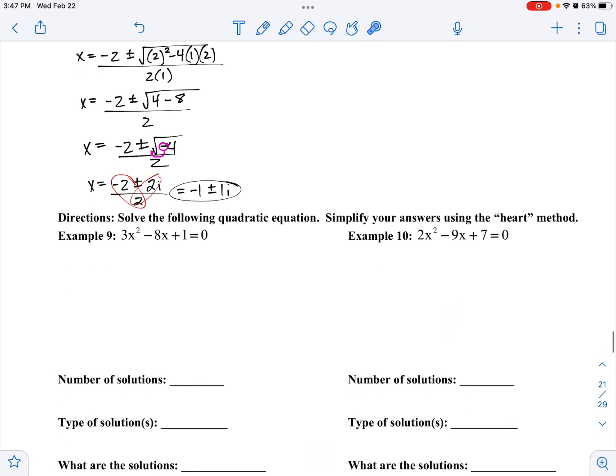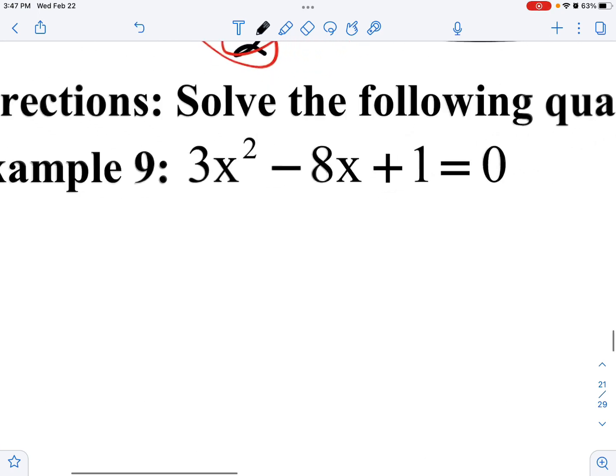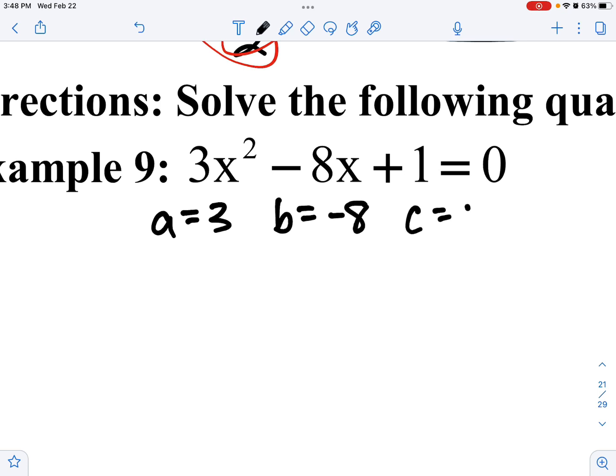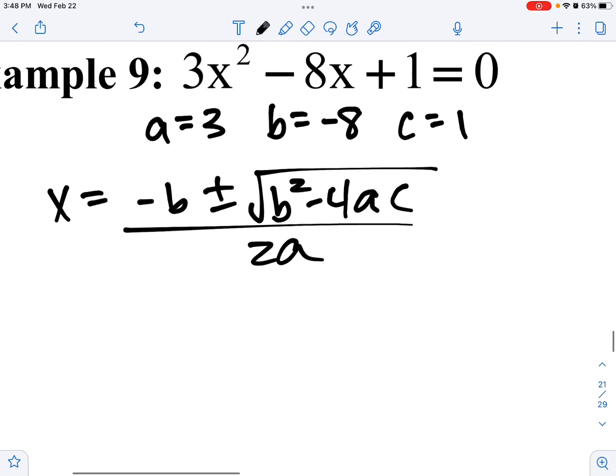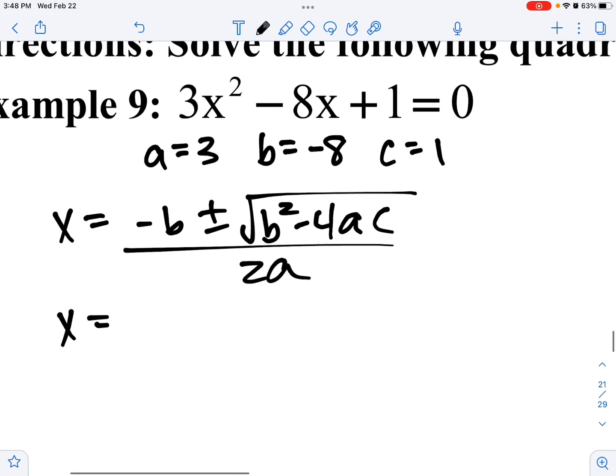Let me do one more, you guys. Oh, look, there's the heart method. Interesting. Let's talk about this one. I've got a equaling 3, I have b equals -8, and I have c equals 1. Make sure that you keep the signs with it. This is a -8, so that's why the b is -8, okay? So I'm going to recopy my formula. x equals -b plus or minus the square root of b squared minus 4ac, all over 2 times a. Yes, I sing that to myself every single time I write it.